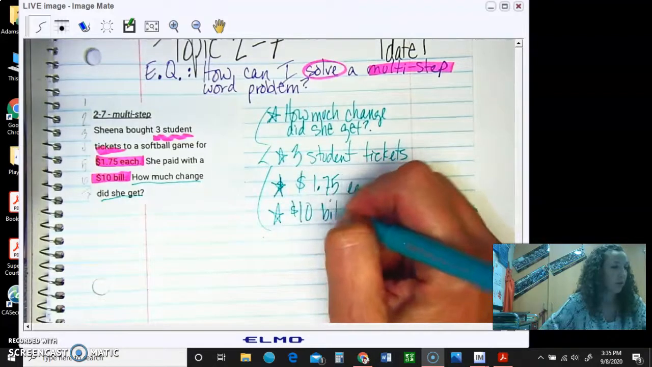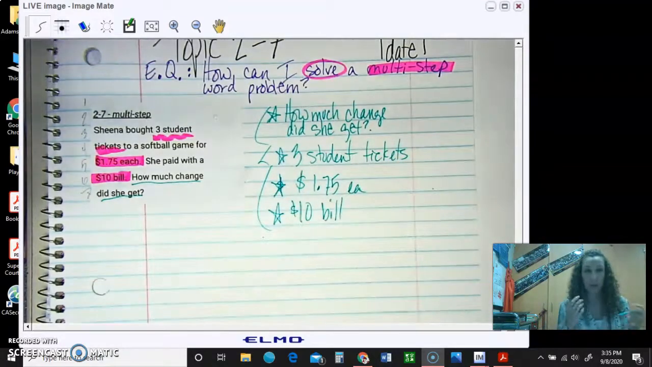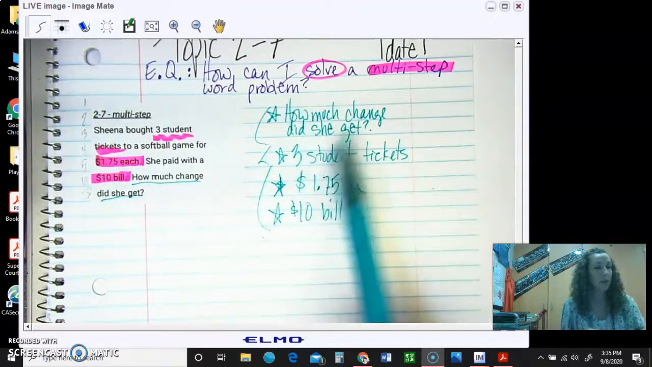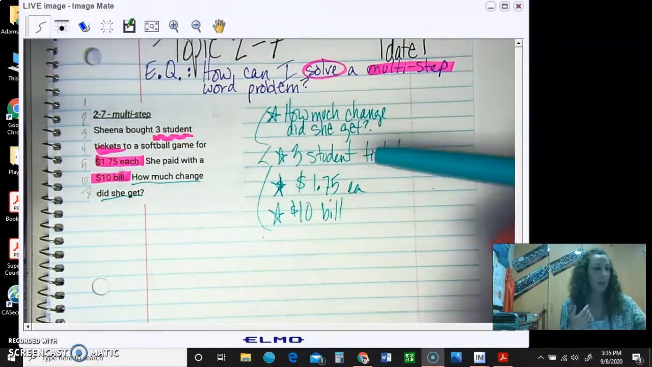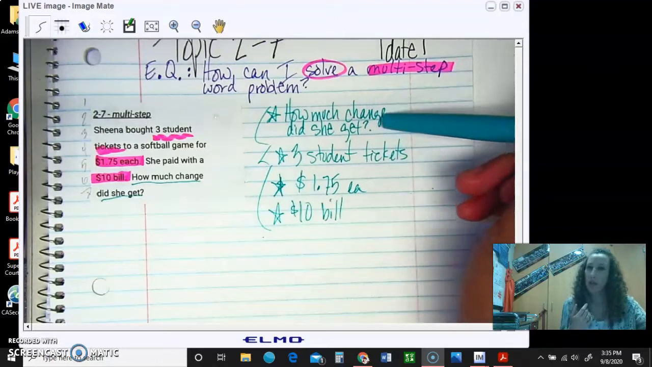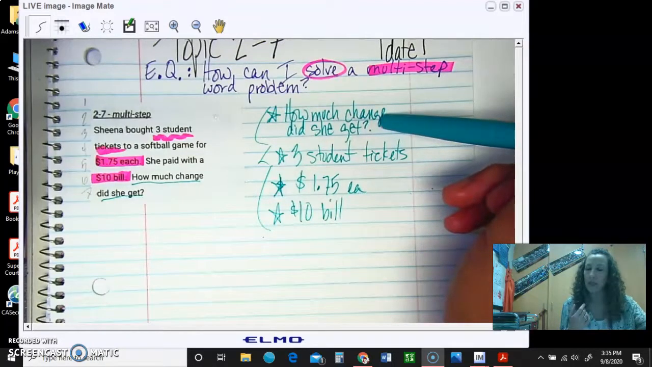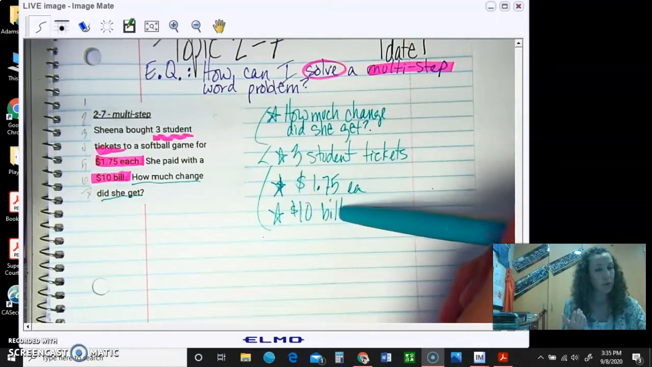Okay, now if we go back to our multi-step notes, I pulled out all this key information and brought it over here, keeping in mind what it's asking me. I need to figure out how much change. So my next step is, what do I need to do? Think about the grocery store. You pay for something, you give money for the total amount of things you're buying, and you might get some back. So what is that operation? That final operation you're going to do is subtraction.